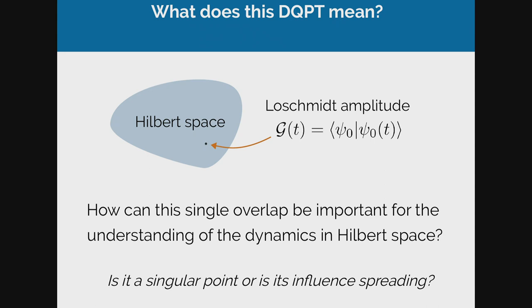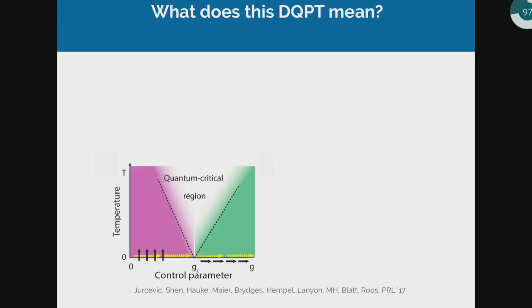Or can this spreading occur at all? Not clear beforehand, probably. Fortunately, there's one example many of you probably know well, where such a situation happens in equilibrium, and that is for a quantum phase transition.